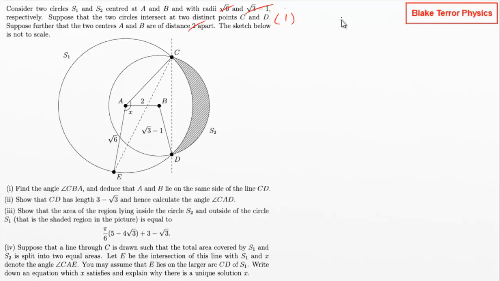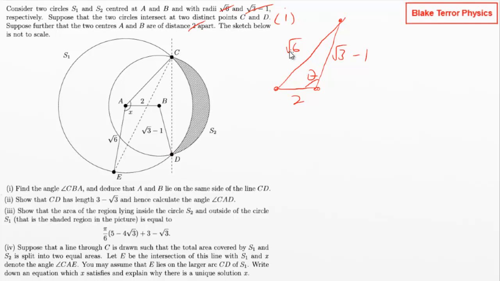Let's zoom in at what we've got then. CAB. So that's going there, that's going there, that's going there. They told us 2 apart. That's the angle that we want. B to C is the radius of the small circle, root 3 minus 1. C to A is the radius of the big circle, root 6. So this is classic cosine rule then, isn't it?